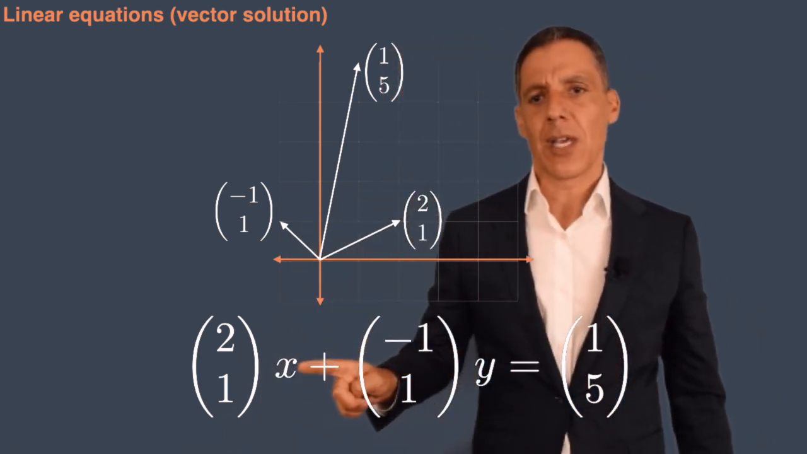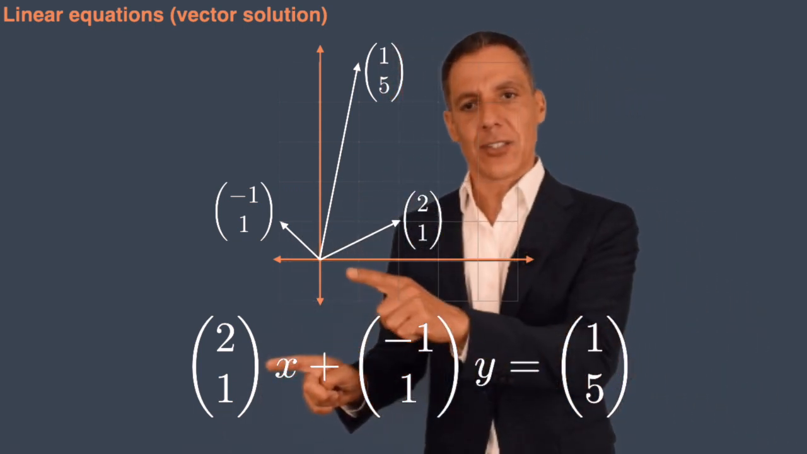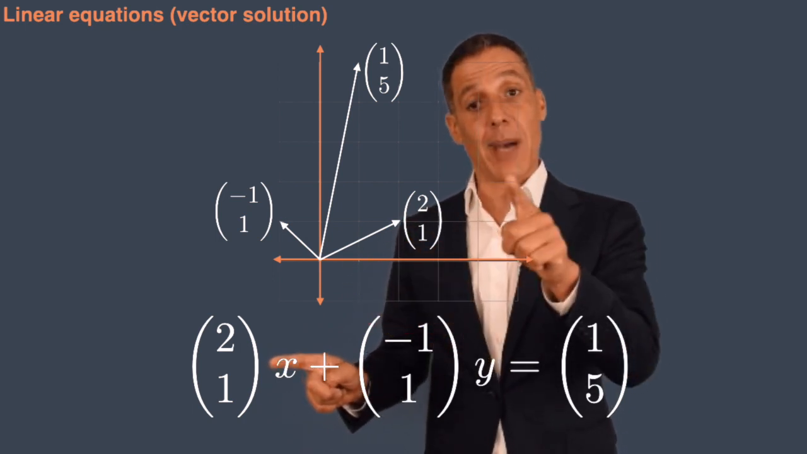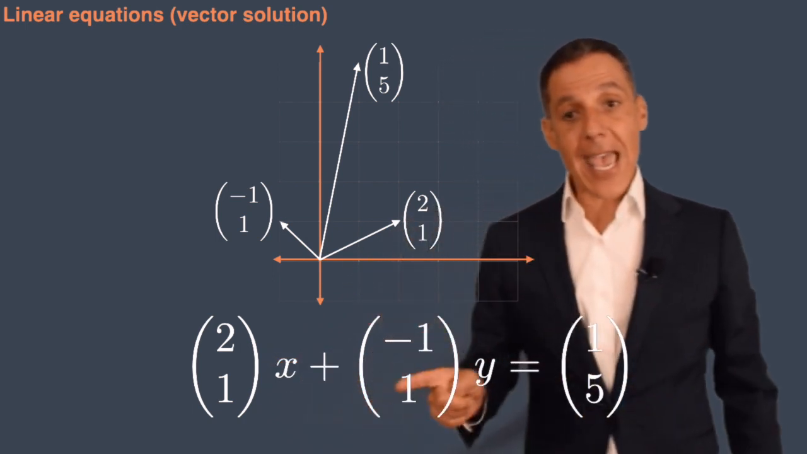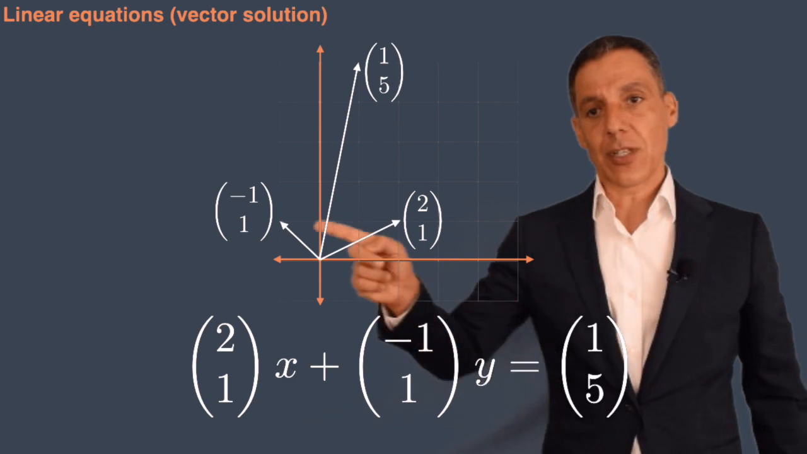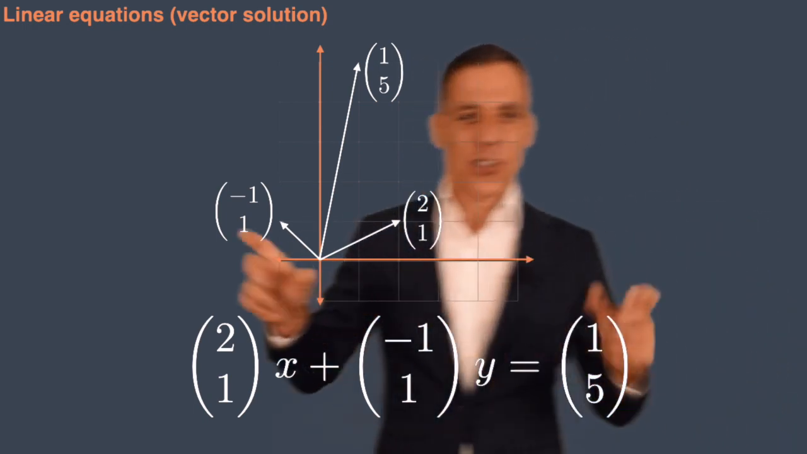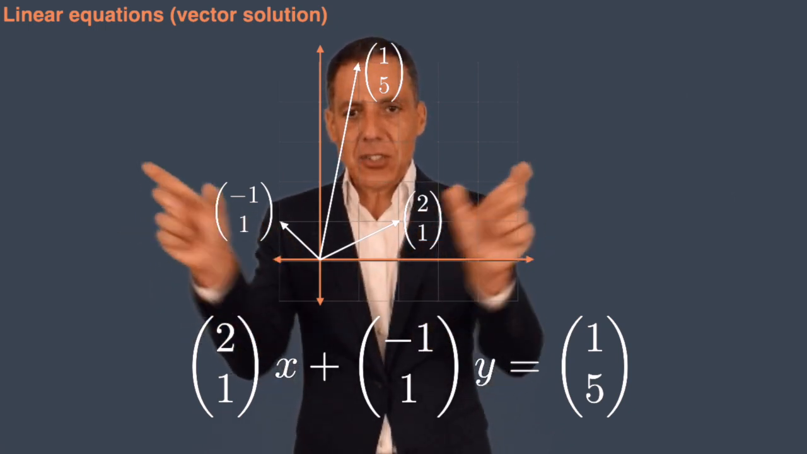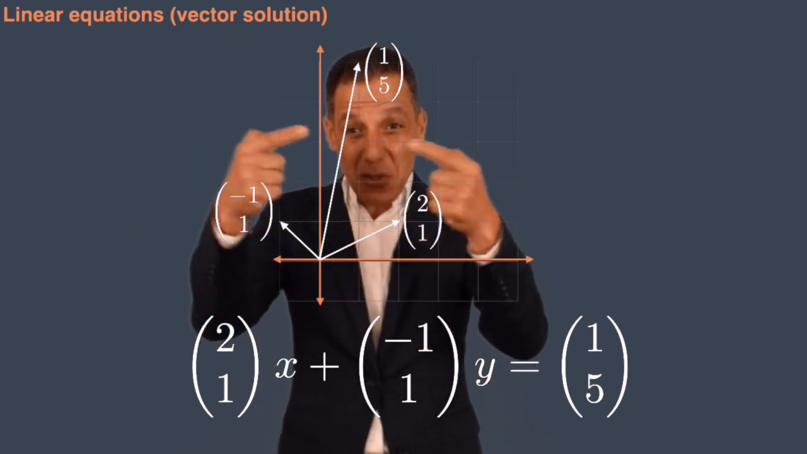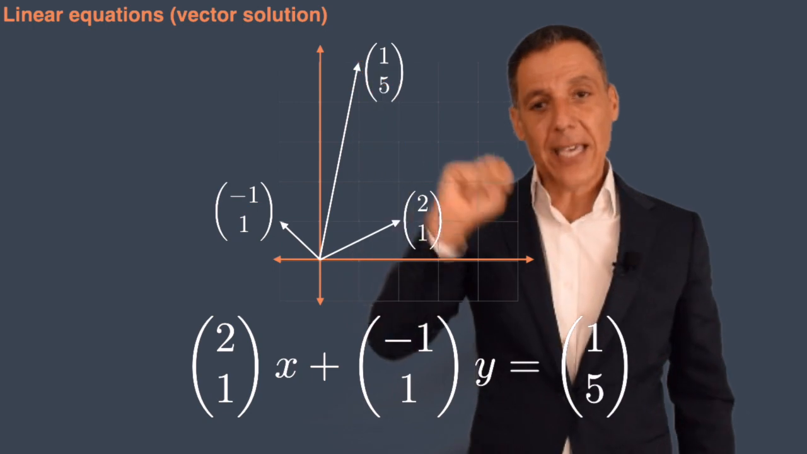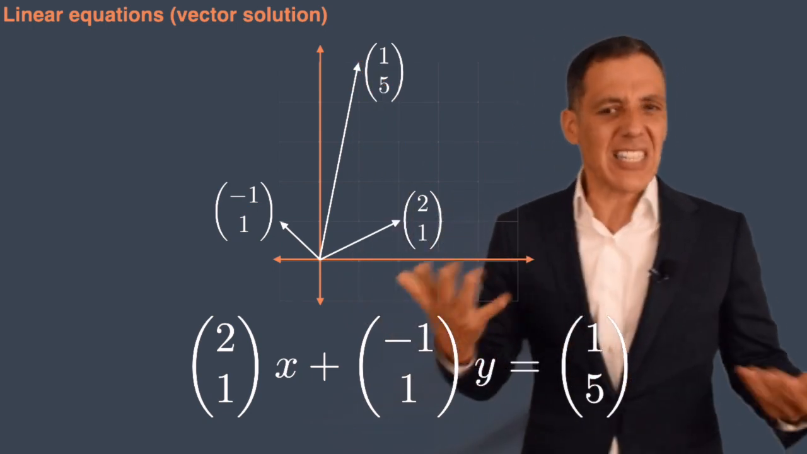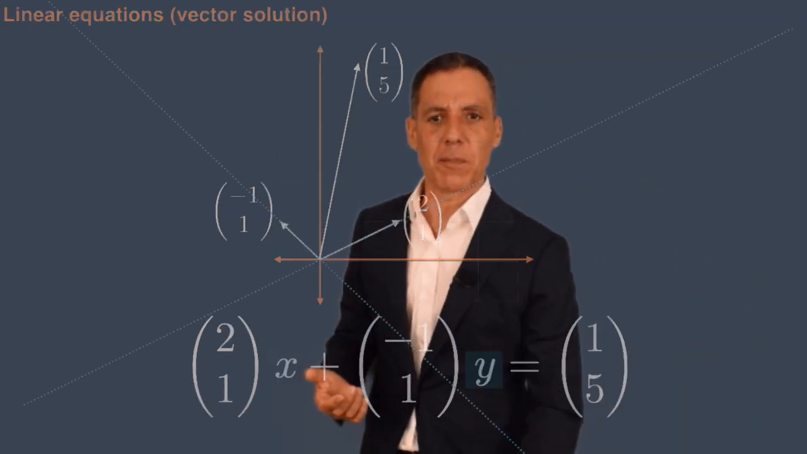I'm asking for the scalar value x such that when I scale this vector by that amount and then add it to a scaled version of this vector by an unknown value y, it sums to that vector. So I'm asking, how much do I scale these two vectors such that when I do the head-to-tail construction, I get that vector 1, 5. It's a slightly different way of formulating the problem.